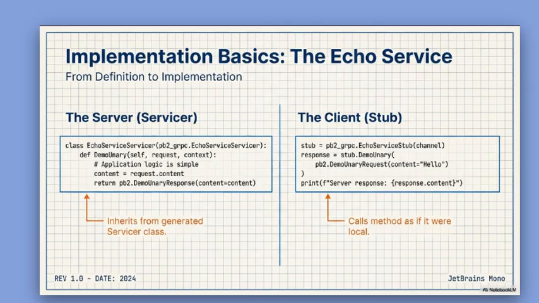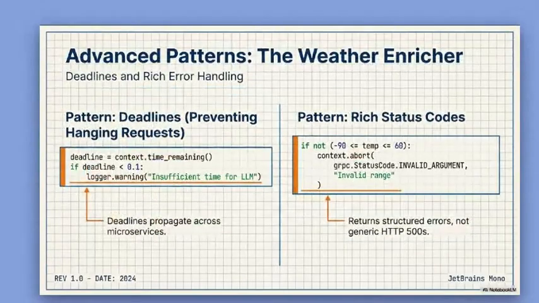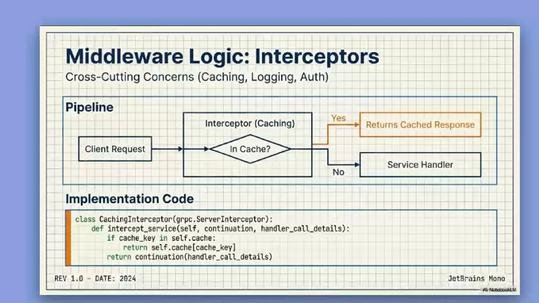Speaking of logic, the next slide introduces middleware logic. Interceptors. I love the visual here. It's a flowchart with a little security guard checkpoint. Interceptors are so powerful. They sit before your actual business logic. So a request comes in, and it hits the interceptor first. The interceptor can ask, do you have a valid token?